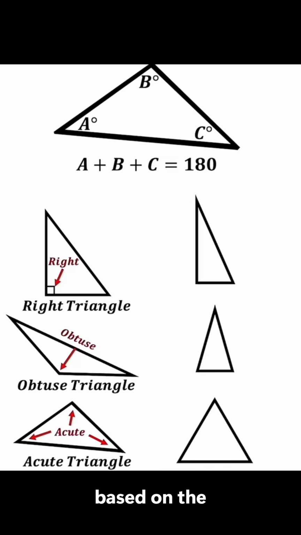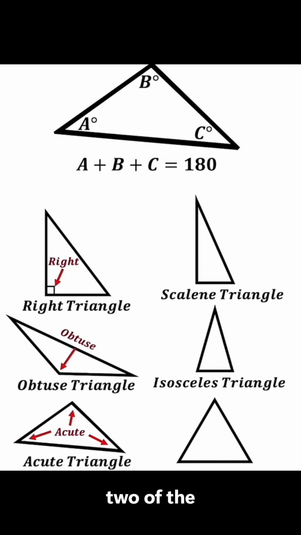We can also categorize triangles based on the lengths of their sides. Scalene if all the sides are different, isosceles if at least two of the sides are the same, and equilateral if we know all three are the same. We can take a break from triangles for a second, but don't worry, we're going to come back.